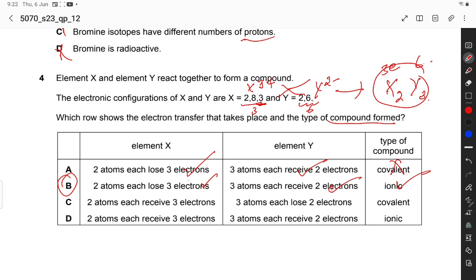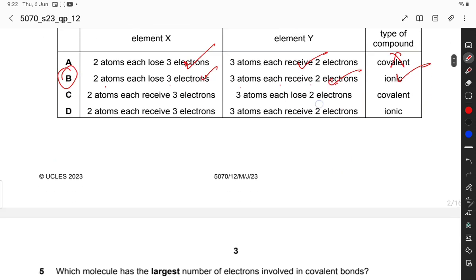2 atoms each lose 3 electrons. Yes, it is correct. And 3 atoms each receive 2 electrons. Yes, this is also correct. But the type of compound is not covalent, it is ionic. So B option is correct, because 2 atoms each lose 3 electrons is correct, 3 atoms each receive 2 electrons is correct, and the type of compound is ionic because one is metal and the other is non-metal, and when a metal reacts with a non-metal, an ionic compound is always formed.